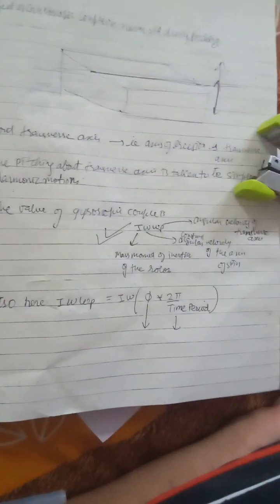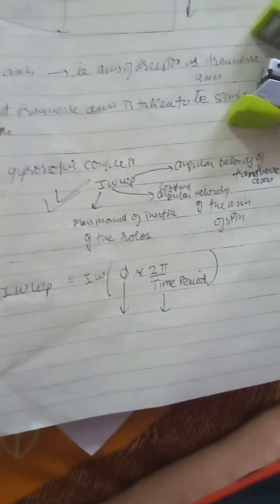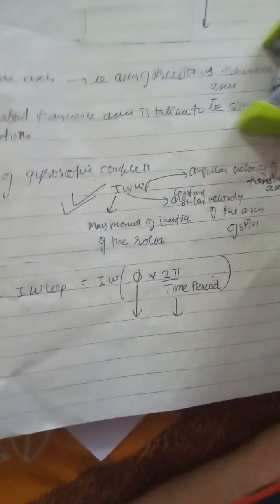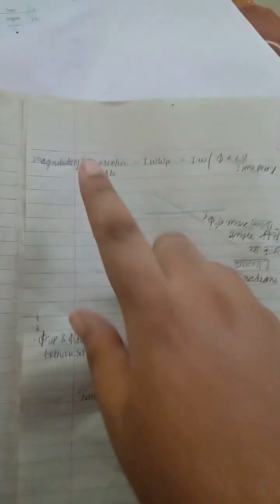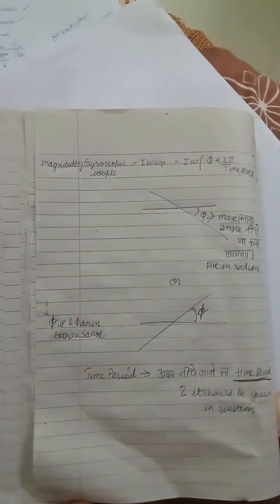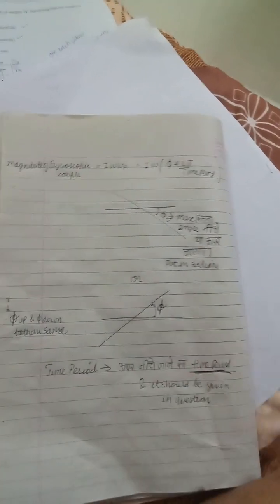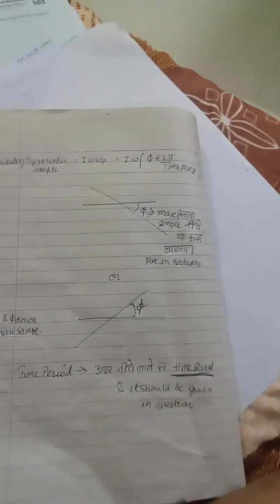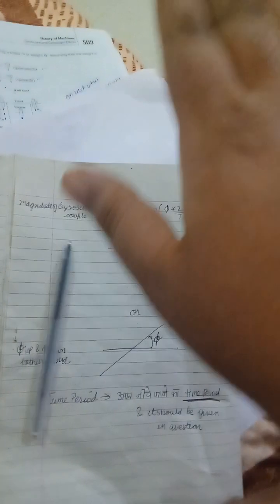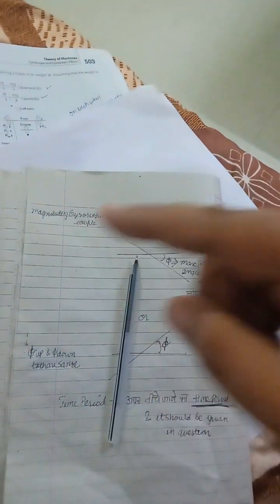Now there is one more formula derived here, which is I omega into phi into 2 pi by time period. Now what is phi and what is time period? So the magnitude of gyroscopic couple is equal to I omega omega p, which is equal to I omega into phi into 2 pi upon time period. It came from some derivation which I don't need to do. I omega remains the same if the angular velocity of the transverse axis is not given.